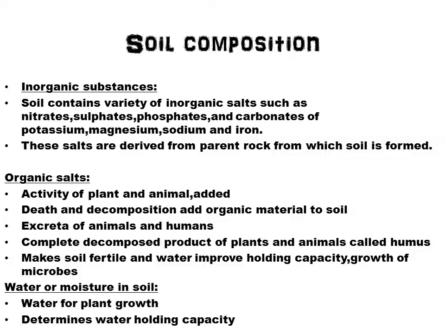So the completely decomposed product of plants and animals is called humus. Remember, this is very important: the completely decomposed product of plants and animals is called humus. And why humus? Humus makes soil fertile and it also improves the water holding capacity. It is also useful for the growth of microbes.